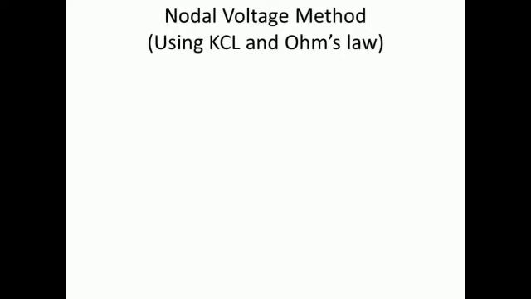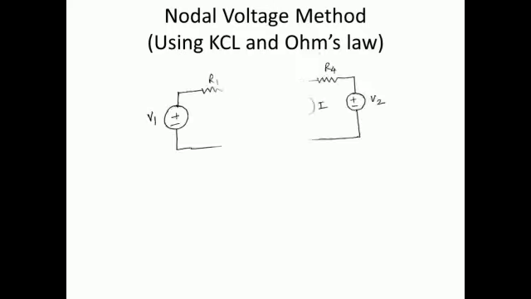But before we learn what the nodal voltage method is, I would like to remind you of the term node. A node is a junction where at least three branches meet. That is, three or more branches meeting at a junction is known as a node. Now, in the nodal voltage method, the voltage at each node is determined using a combination of Kirchhoff's current law and Ohm's law.